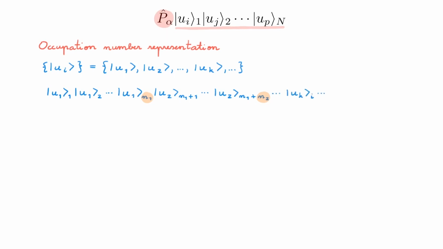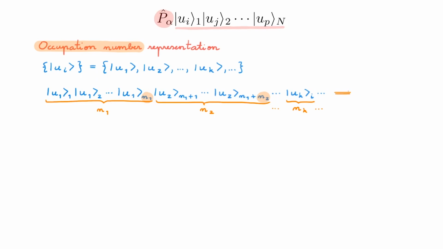We call the number of times that an individual state appears its occupation number, and this means that the occupation number of U1 is n1, the occupation number of U2 is n2, and in general the occupation number of state UK is nk. Put another way, out of the total n particles, the occupation number nk tells us how many of those are in state UK.